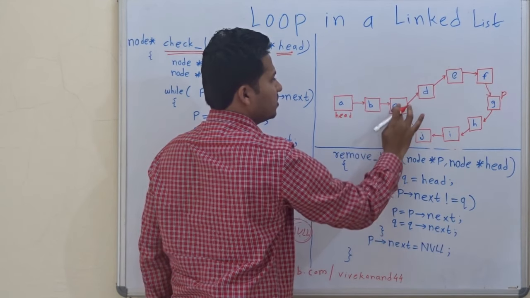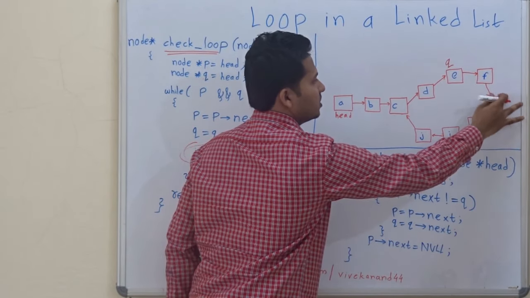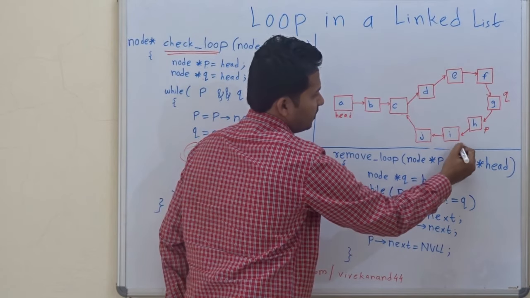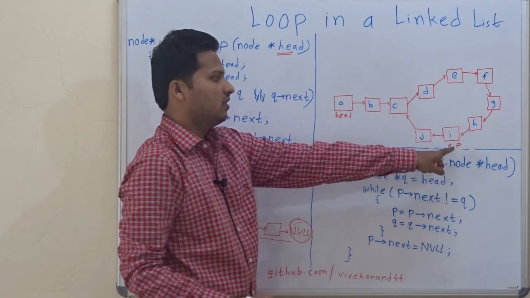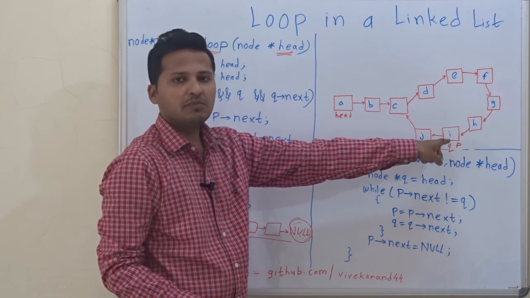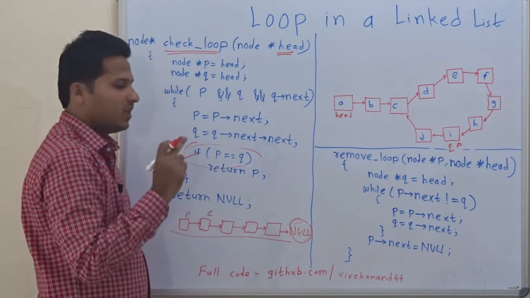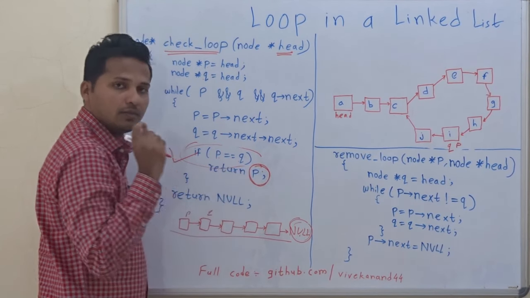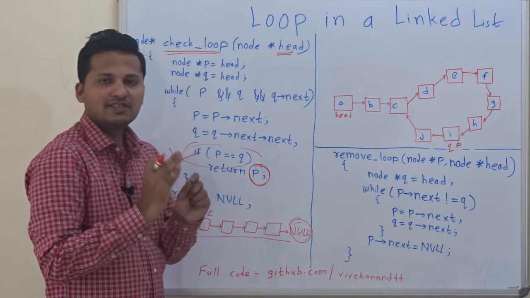P will move forward by one position, Q will move forward by two positions. Again, they are not equal. So P will move forward by one position, Q will move forward by two positions. Again, they are not equal. So now P will move forward by one position and Q will move forward by two positions. Now P is equal to Q. P and Q point to the same node. So when this condition is satisfied, this means that we have a loop and we will return the node at which P and Q meet. So we return P and we conclude that there is a loop in this linked list.